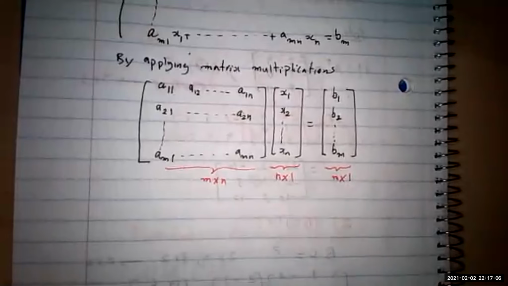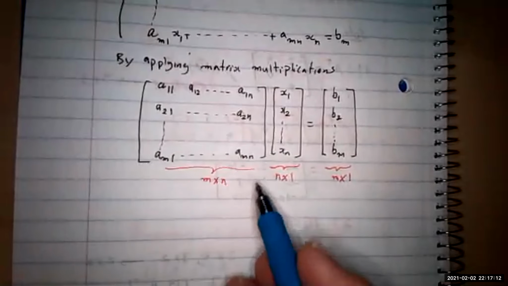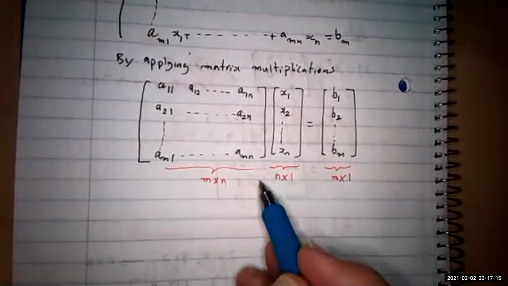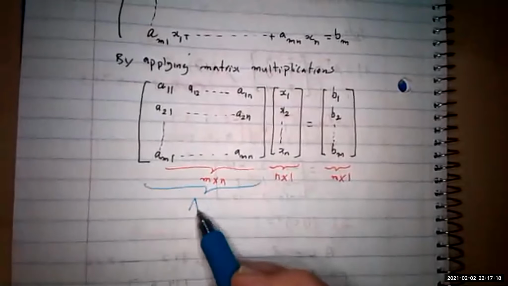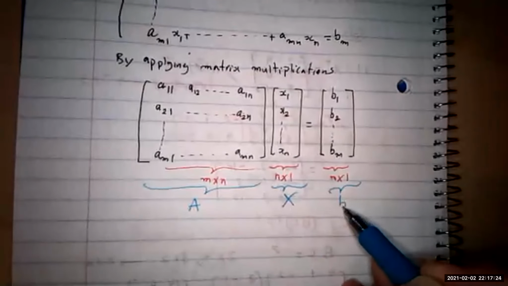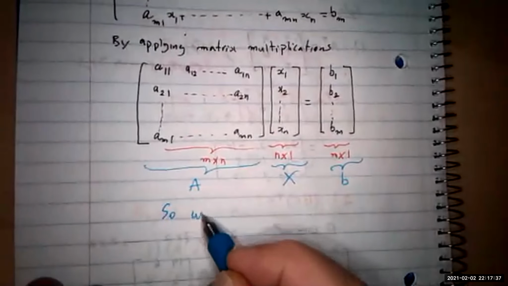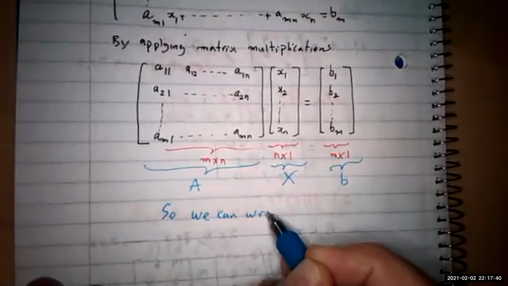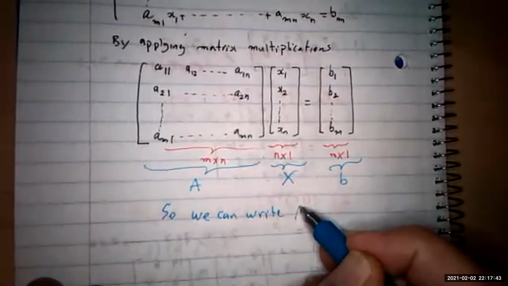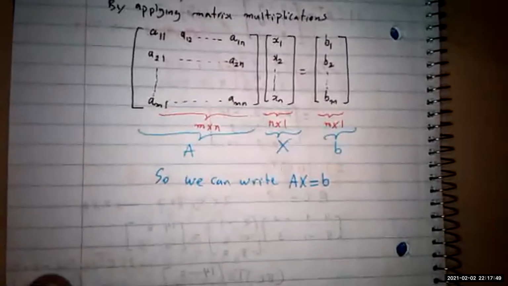So what we're going to do is this matrix over here, we are going to call it A. Altogether, the first one is going to be A, the second one will be denoted by X, and this one will be denoted by B. So we can write the system of equations as AX equal to B. It's going to be a matrix equation, if you like.